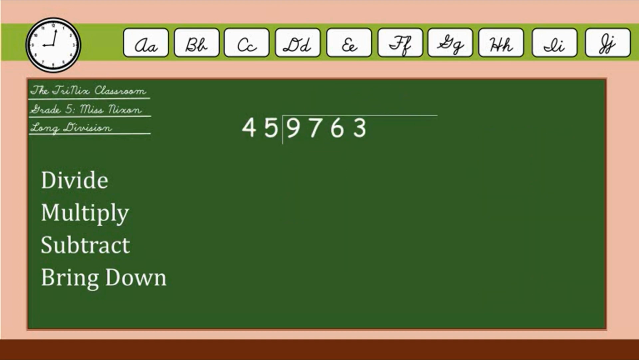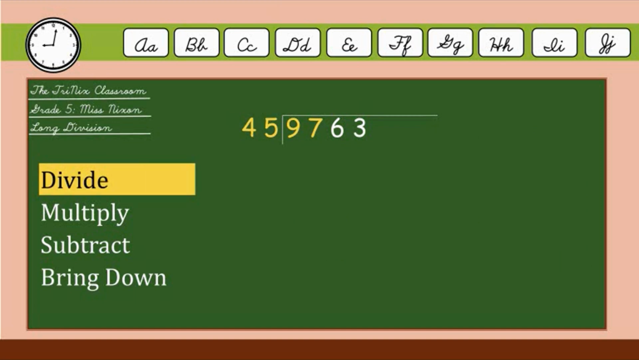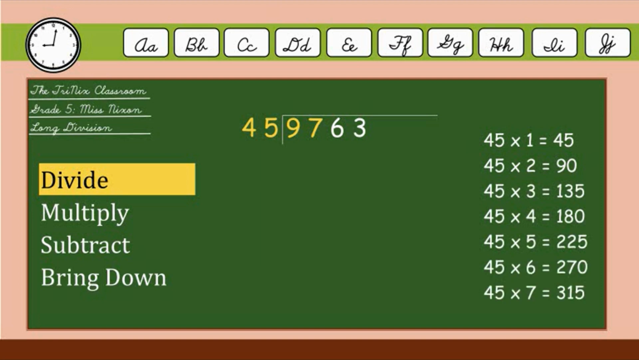Let's try another. In dividing 9,763 by 45, we need to determine if the first 2 digits of the dividend are divisible by 45. Because 97 is greater than 45, we can begin dividing here. We will explore our 45 times tables for the multiple that comes closest to 97.